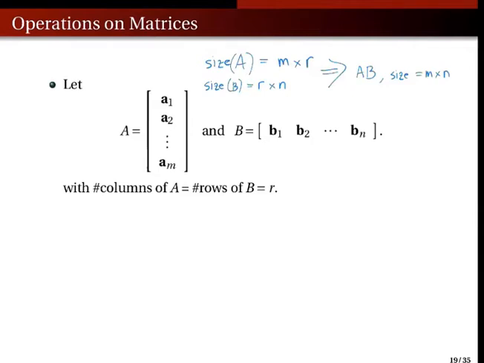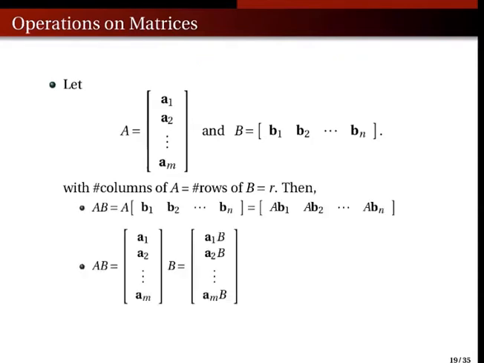But how will it look? You have AB, so your A times that B here. It looks like we can distribute the A to each of the columns of B.